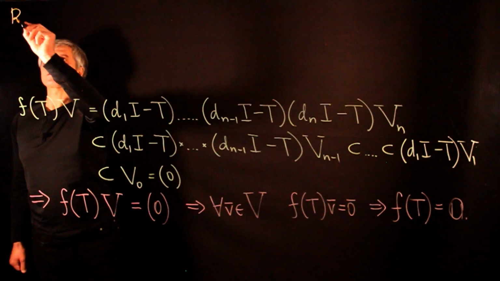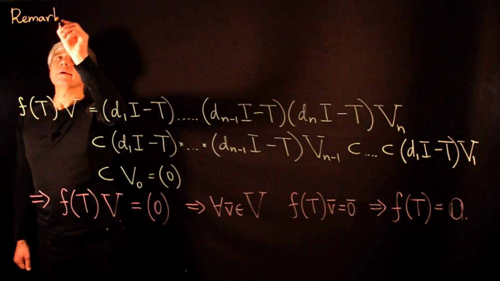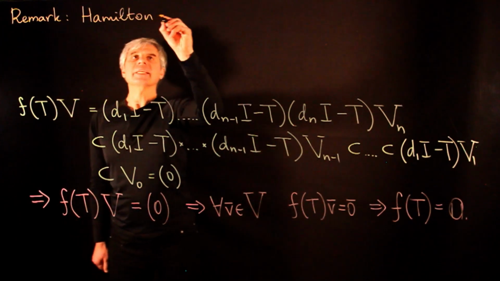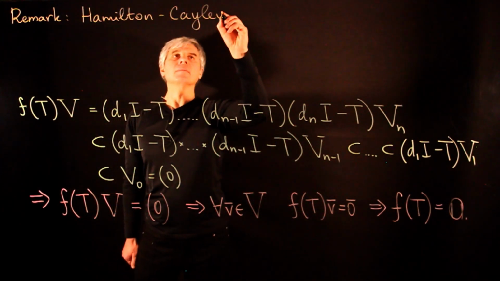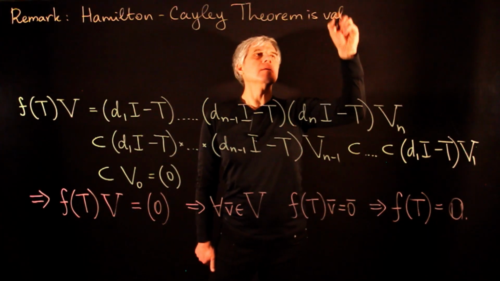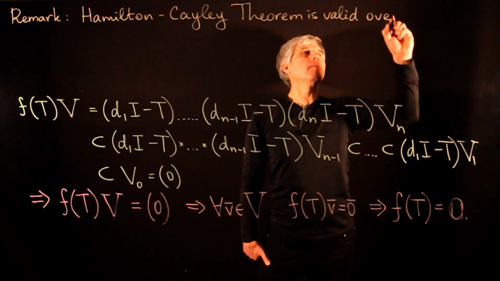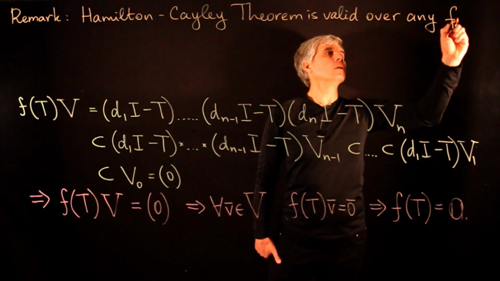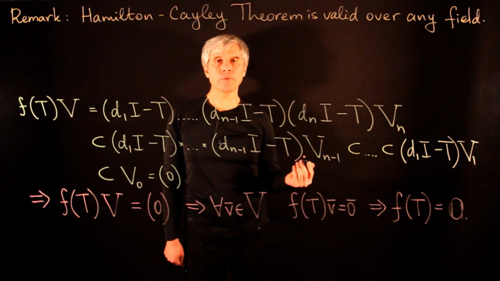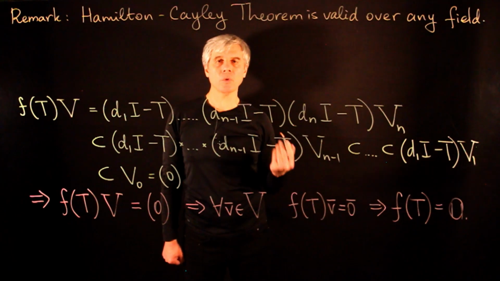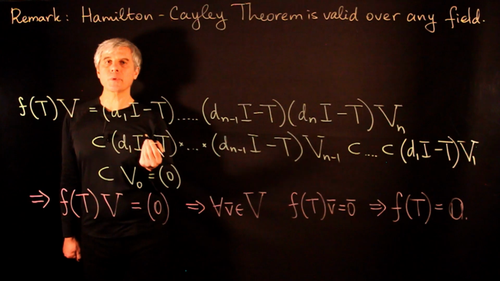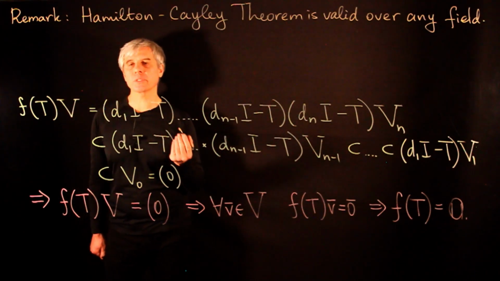We make the following remark, that the Hamilton-Cayley theorem is valid over any field, even though we gave the proof over complex numbers, because in our proof we use triangulation and we need complex numbers in order to carry it out. Let us see what happens if we use generic matrices for the Hamilton-Cayley theorem.